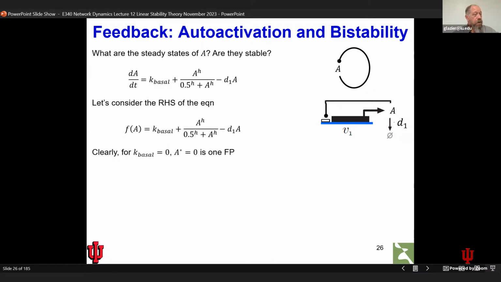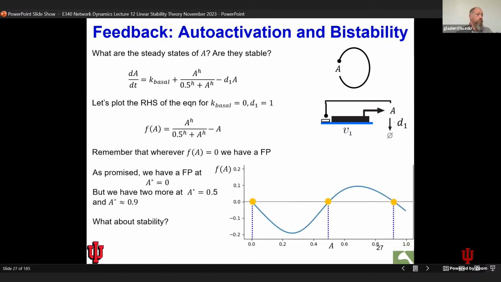Let's look at the right-hand side of this, the rate, call it f of A. Well, suppose K basal were 0. If K basal is 0, I have A to the H over something minus D1 A. So clearly 0 is a root of this. If I plug in 0 and K basal 0, I get 0. So that's a fixed point at 0. If I plot it, I get a curve that looks like this. This is still keeping K basal equal to 0.